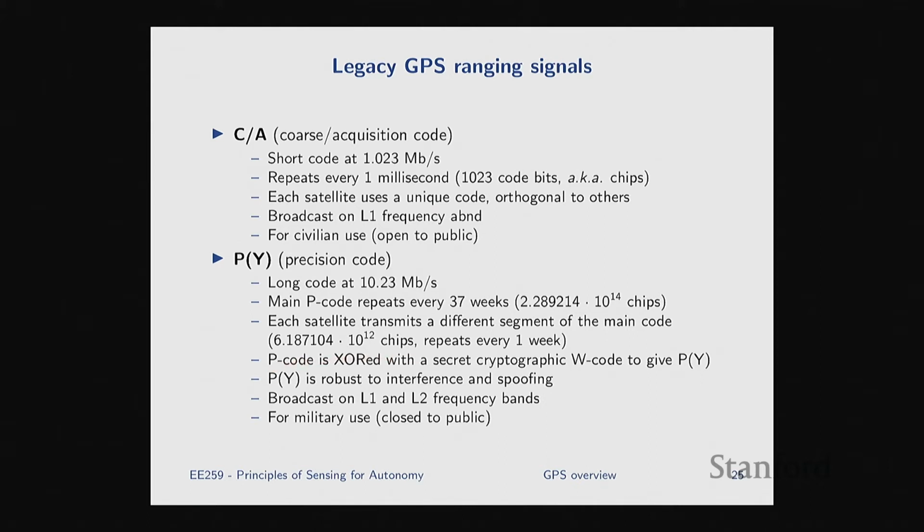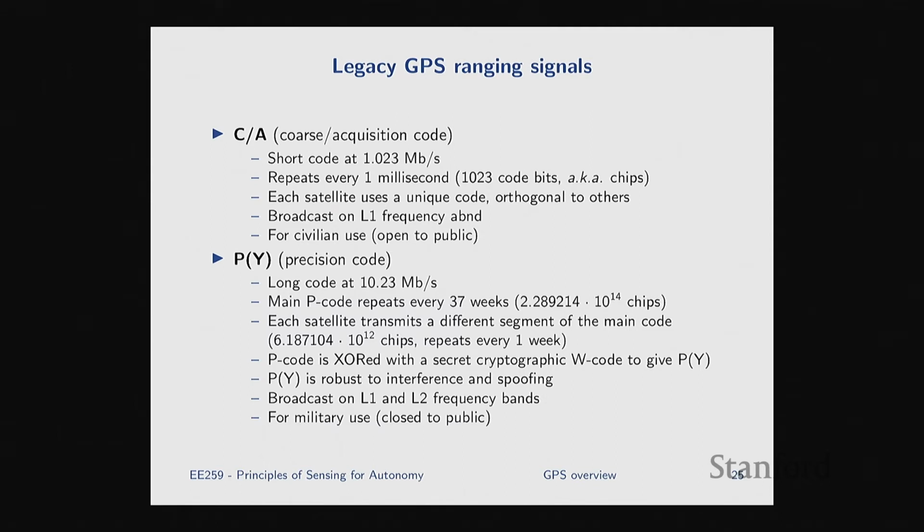It's encrypted: there's a cryptographic W code that is XORed with the P code, and that's why it's called PY, the coded version of the P. It's supposedly robust to interference and spoofing, and as I said, it's broadcast in both the L1 and L2 frequency bands simultaneously from each satellite. It's for military use, so it's closed to the public. Our phones and laptops cannot acquire or use the PY code for ranging. It's only open to the military, because the W code used for encryption is only known to military devices.